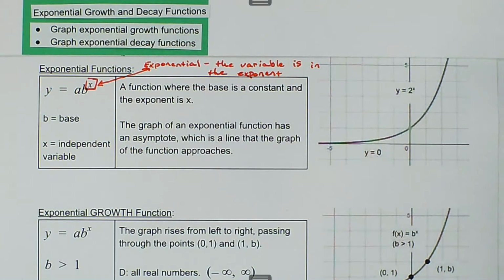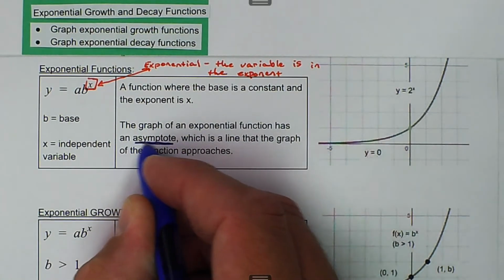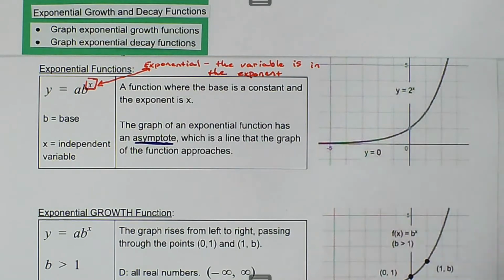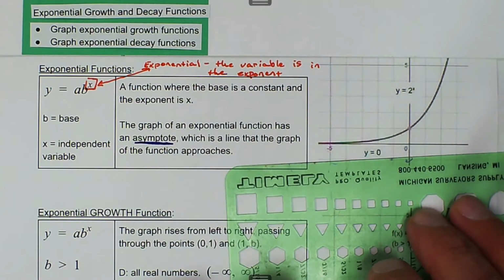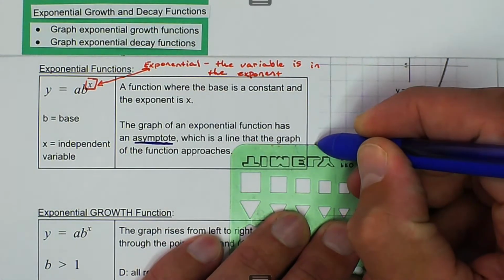The graph of the exponential function has an asymptote, which is the line that the graph of the function approaches but does not cross. So right there, the asymptote. For this function over here where we have y equals 2 to the x, the asymptote is y equals 0, and that is this line right here.